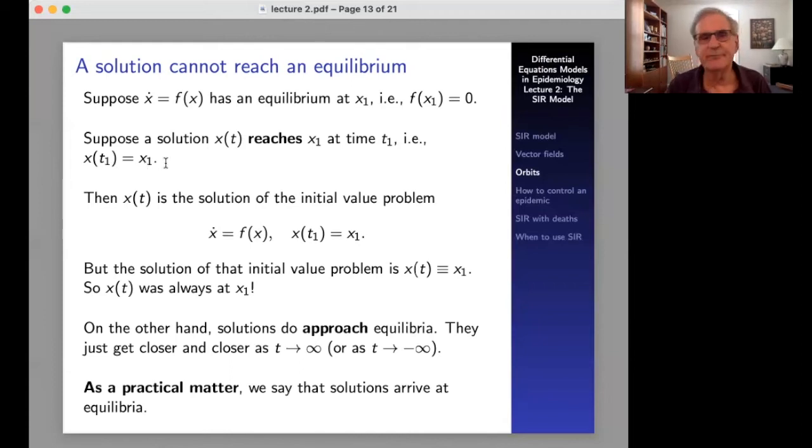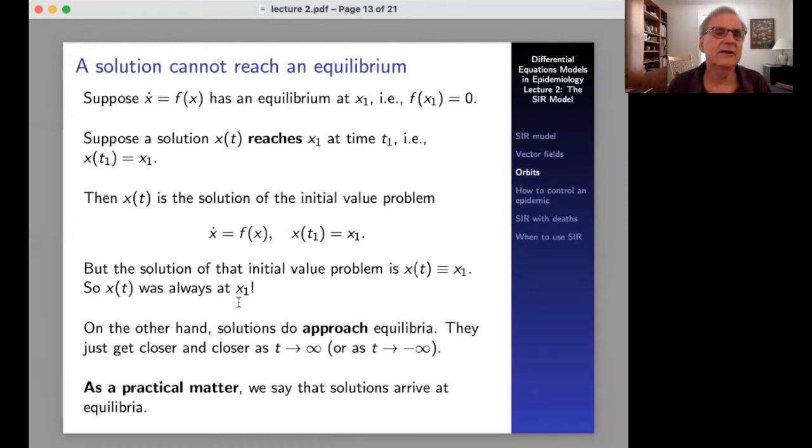That means that x of t is the solution of the initial value problem x dot equals f of x, x of t1 is x1. But the solution of that initial value problem, since x1 is an equilibrium, is just x of t identically equal to x1. You stay there always. So x of t was always at x1. Solutions can't arrive from somewhere else at x1. If they're at x1, they were always at x1 in the past and in the future.